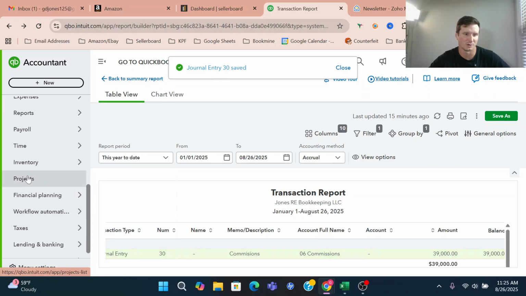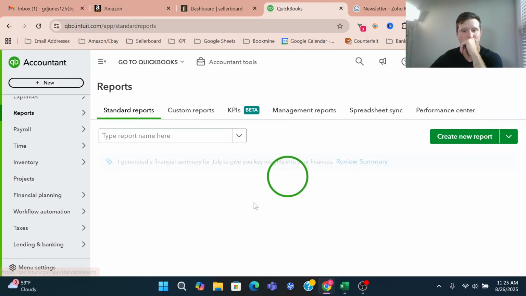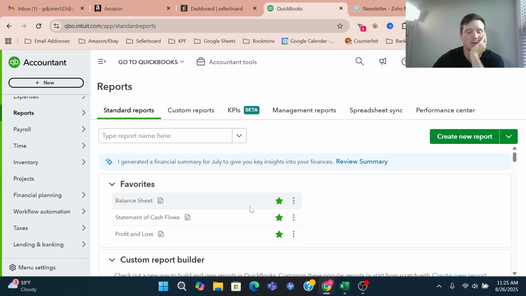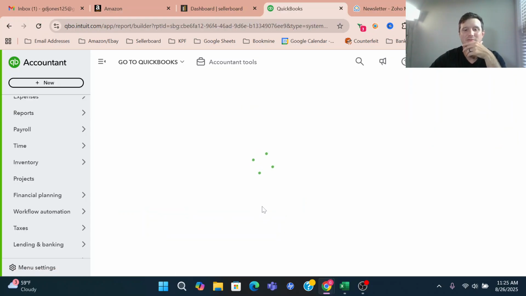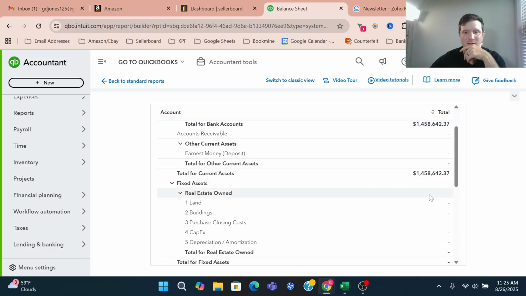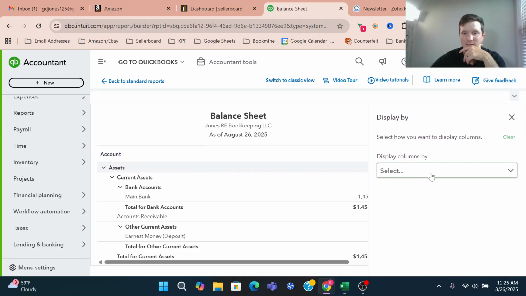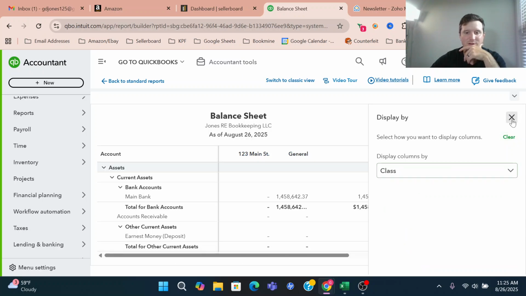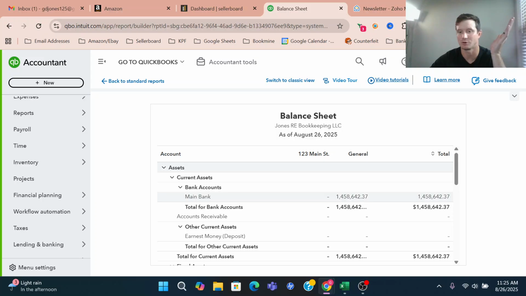Now we're going to come over to our reports, standard, and then we'll see that the balance sheet has cleared off, which it should have. If it doesn't, then something's up, miscategorization or something. So here's our balance sheet. We'll filter it by class. That way we just see the property value right here. And you can see our general, which is just our business. This right here is what's in our bank, our main bank, just a sample bank I put in there.